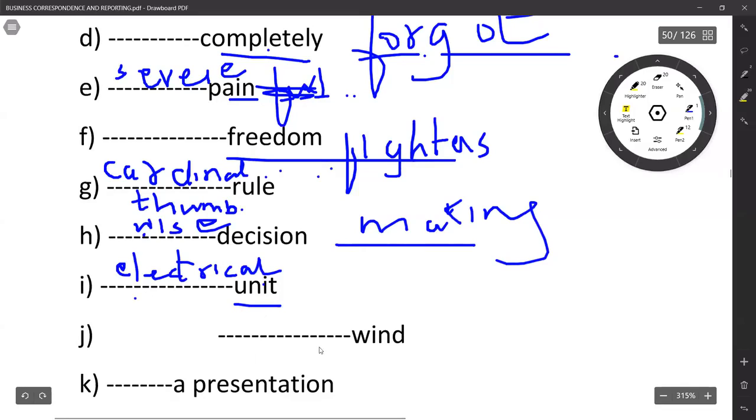Okay, dash wind. Windmill. Windfall. Good. Strong wind. Okay. Mine. Okay. Strong. Trade wind. What is trade wind?